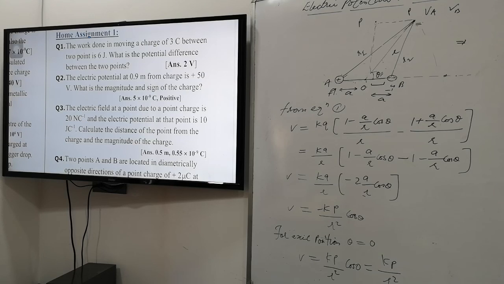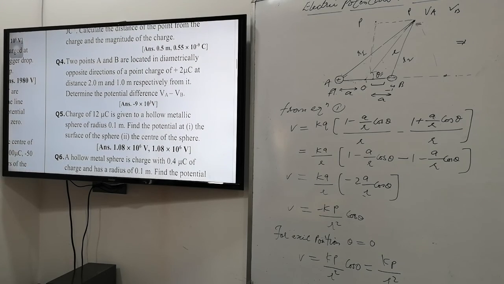Second, the electric potential at a distance from the charge is this much. What is the magnitude and sign of the charge? You will calculate this. So the first 5 questions are to be done here. See on the screen. Question number first, question number second, and question number third also are to be done.